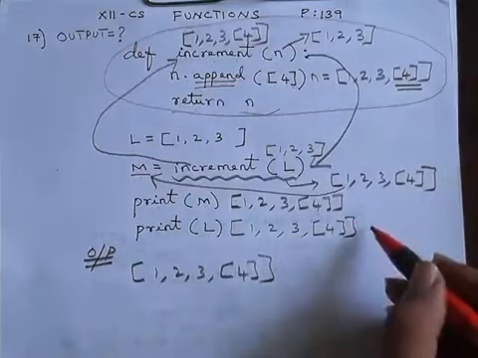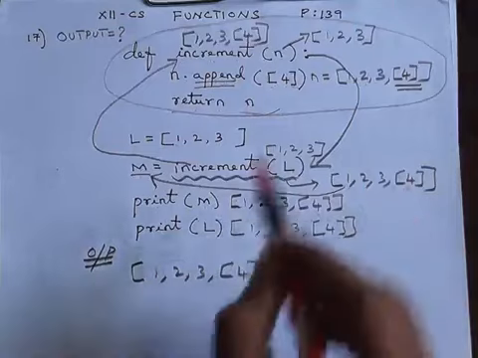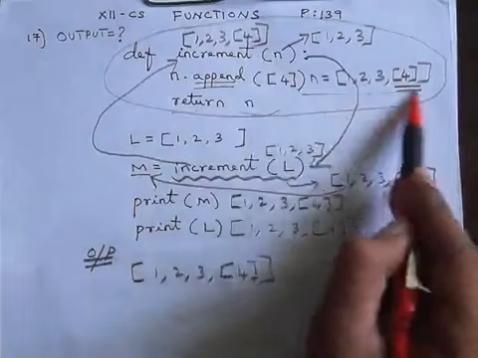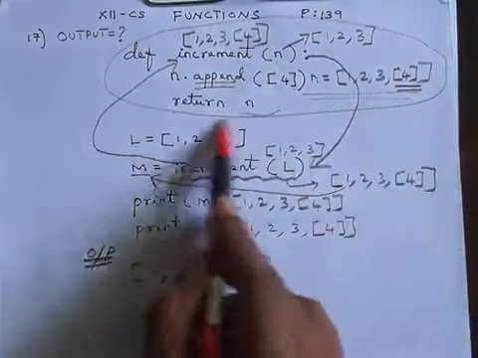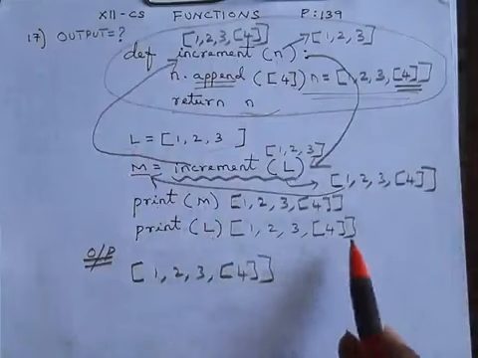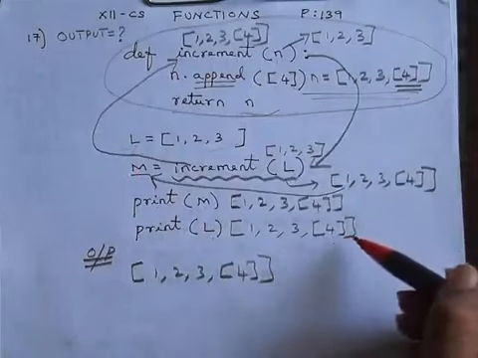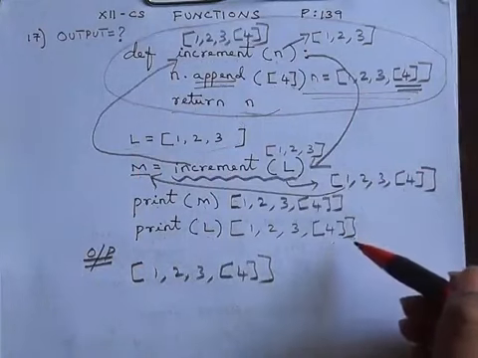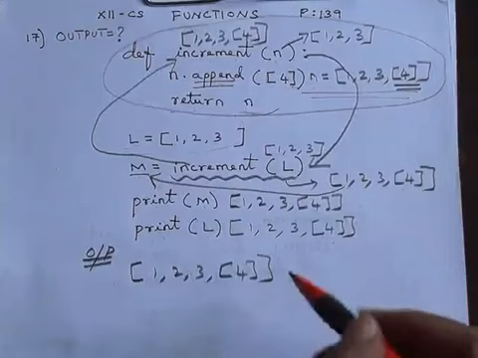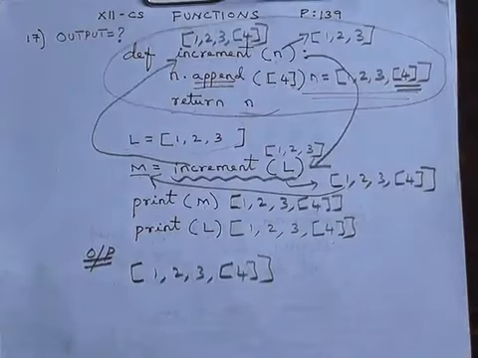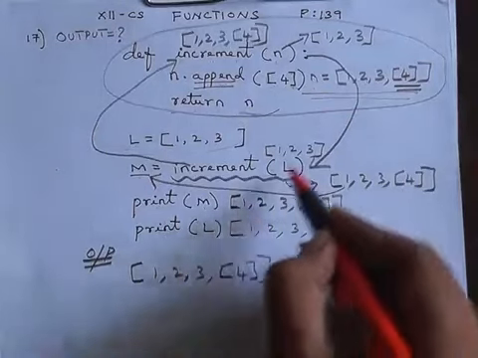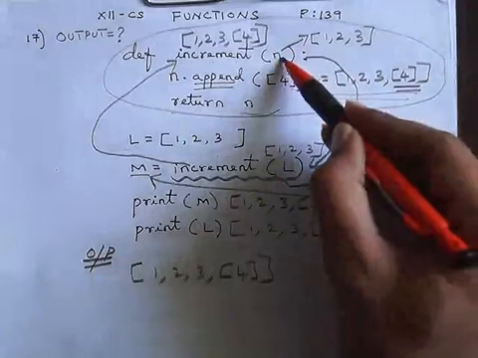You may have some doubt. What doubt? Sir, you have changed only the n value. You didn't change the L value. But if you print, how is this 4 coming? You might have a question. Okay, fine. So how it came, listen carefully. Here is the very important part. The value of L is passed to n.